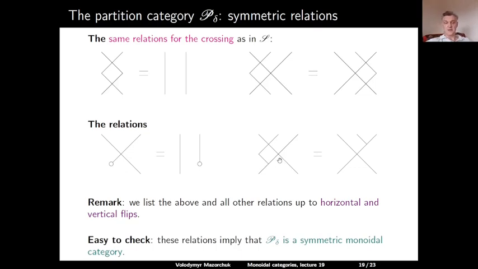And it is very easy to check that these relations imply that our category P delta is a symmetric monoidal category with the same symmetric braiding as the Brauer category. So exactly these relations which allow us to pull creation, annihilation, and such kind of morphisms through the lines, they guarantee that the choice of the same morphisms as in the Brauer category makes the category curly P a symmetric monoidal category.